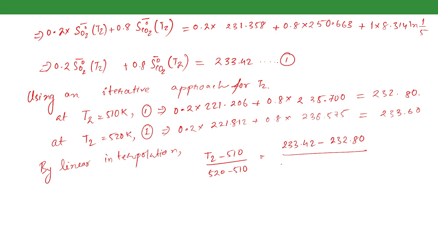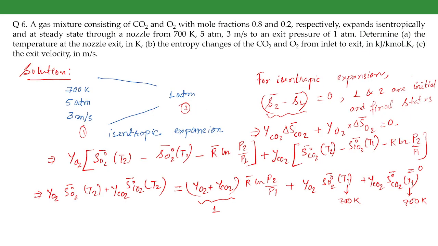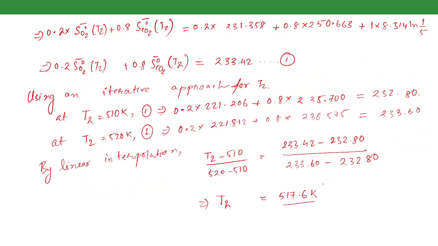and for 520 it was 233.60, and for 510 it was again 232.80. So on solving, the value of T2 comes out to be 517.6 Kelvin. So this was the temperature at the nozzle exit. Therefore this is the temperature at the nozzle exit, 517.6 Kelvin.